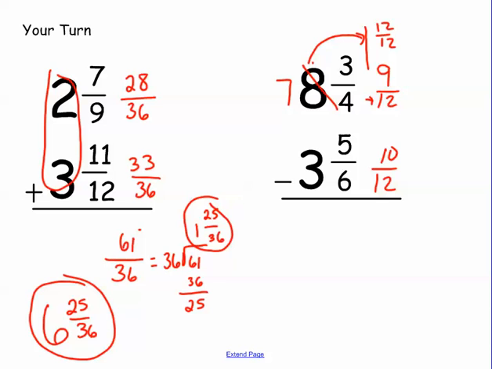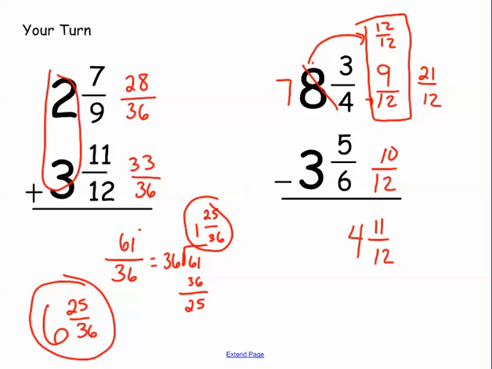Okay, so now I'm going to add those two together. So that gives me 21/12. Now I can subtract. 21 minus 10 is 11/12. And 7 minus 4, or sorry, minus 3 is 4/12.